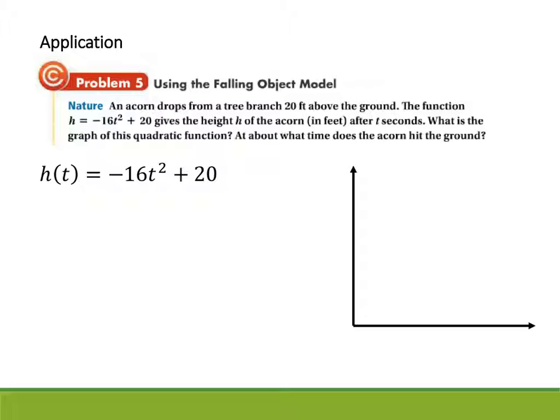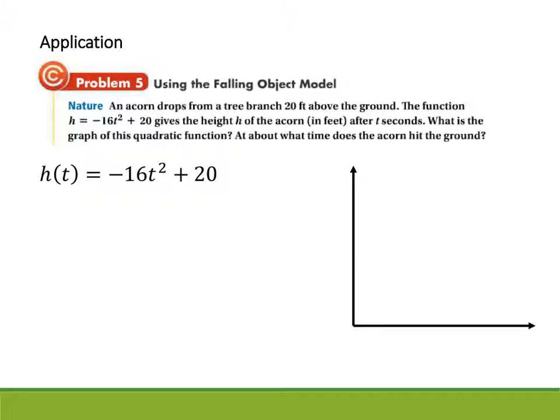Okay, so let's look at an application of this. This is very similar to the original problem that we worked in the Getting Ready section of the lesson. An acorn drops from a tree branch 20 feet above the ground. The function h equals -16t squared plus 20 gives the height h of the acorn in feet after t seconds. What is the graph of this quadratic function? And at about what time does the acorn hit the ground?